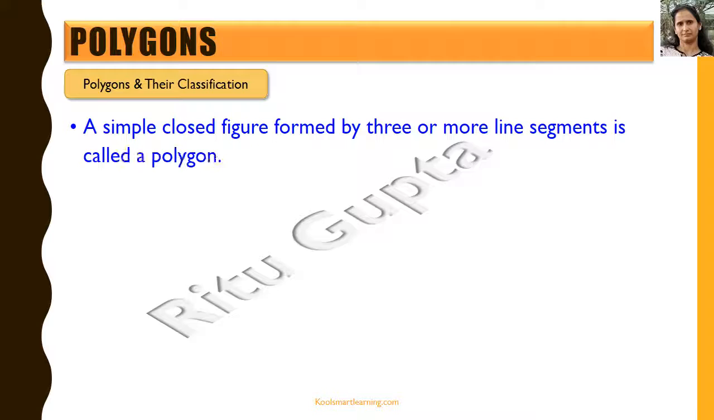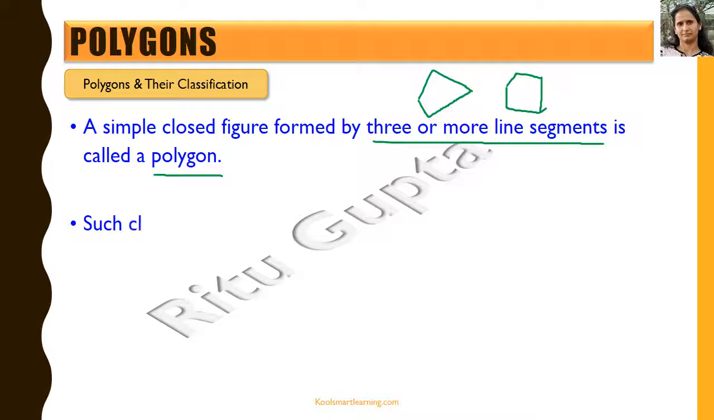Any simple closed figure which is formed by 3 or more line segments is called a polygon. So anything like this that we make is a closed figure consisting of line segments. So these are all polygons. Now why 3 or more? Because 2 line segments cannot be joined together to form a closed figure.